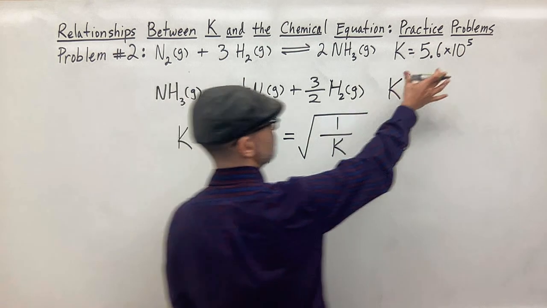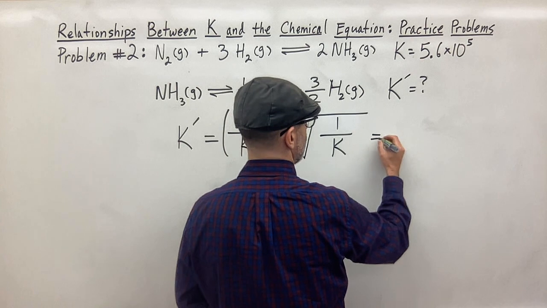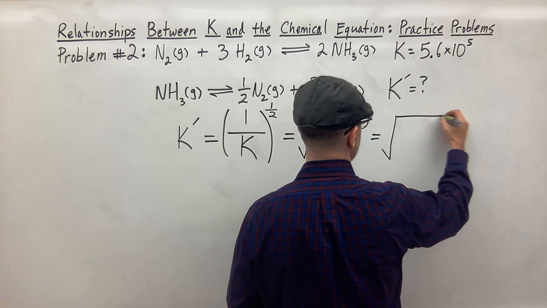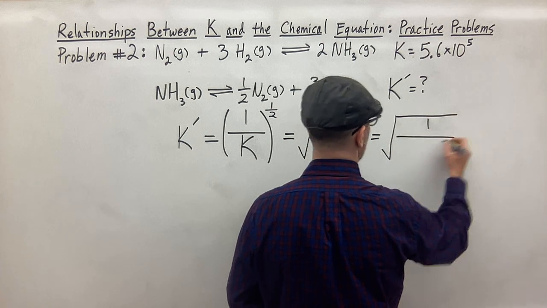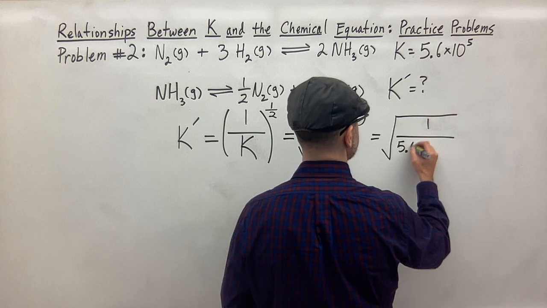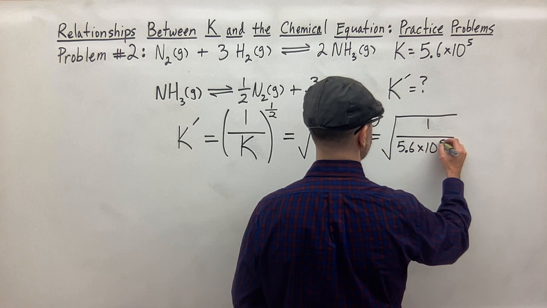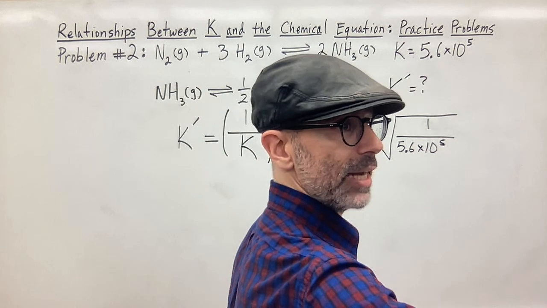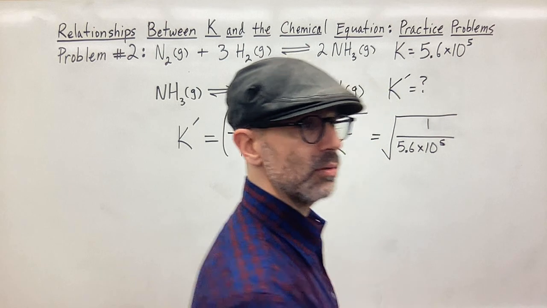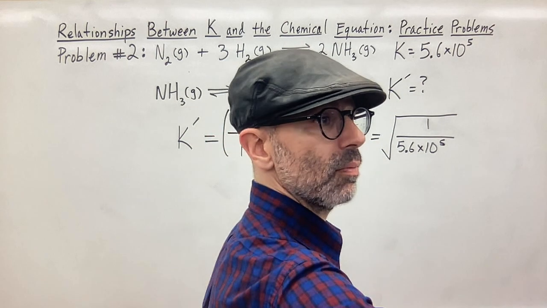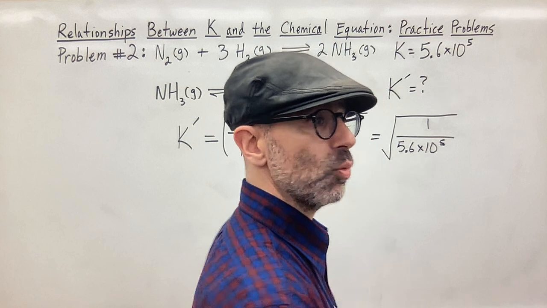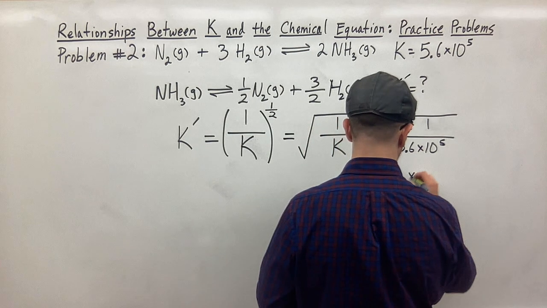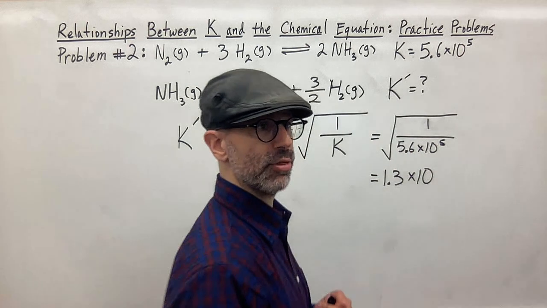Now all I have to do is plug in my K. So I'm going to take the square root of 1 over 5.6 times 10 to the 5th. And when I do that, the answer is 1.3 times 10 to the negative third.